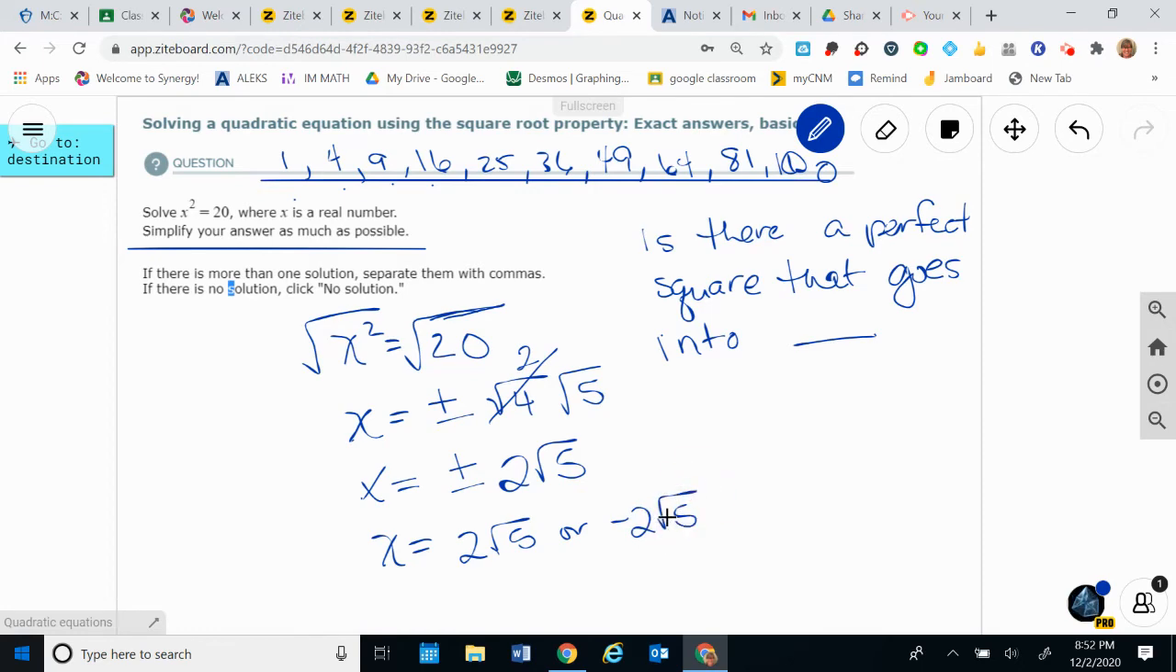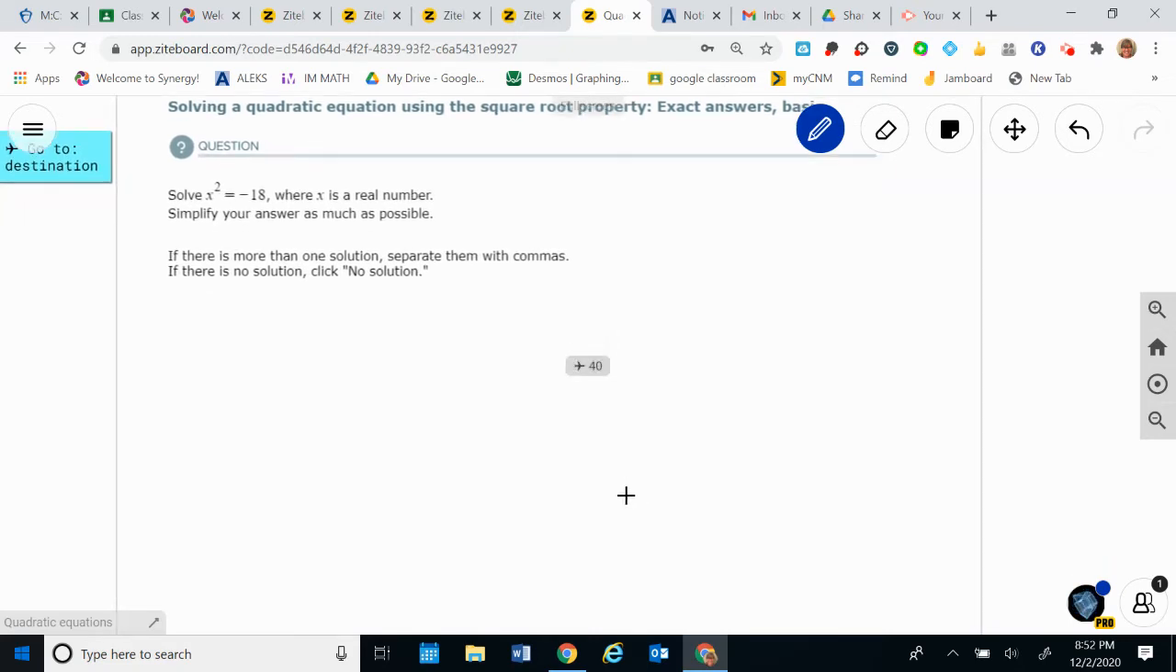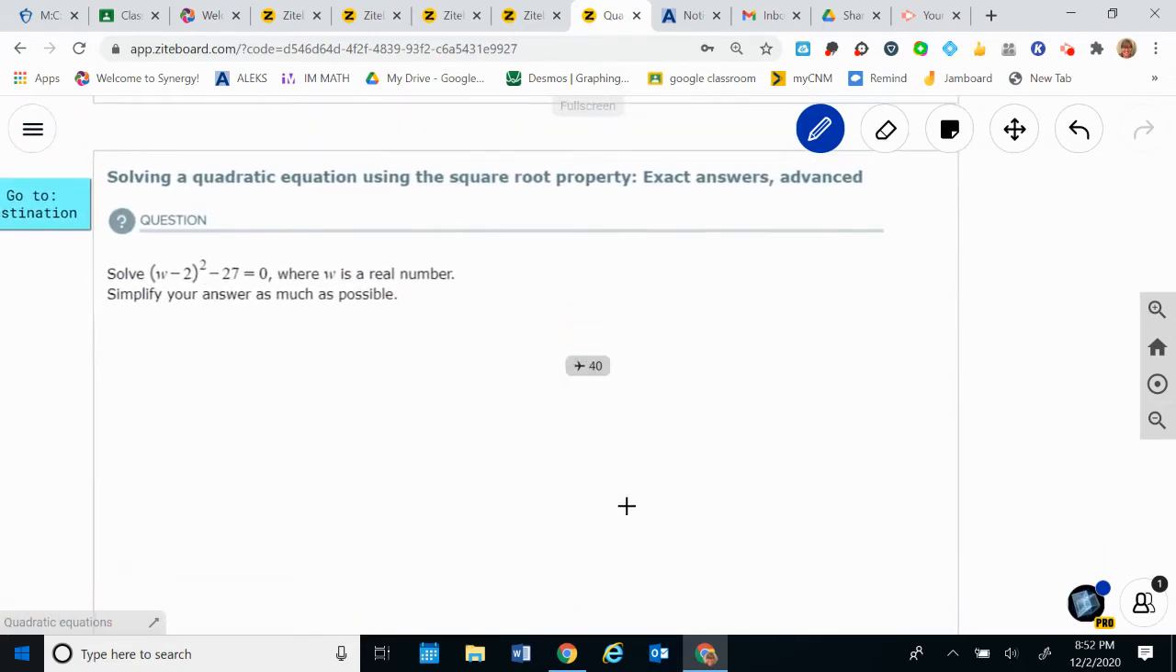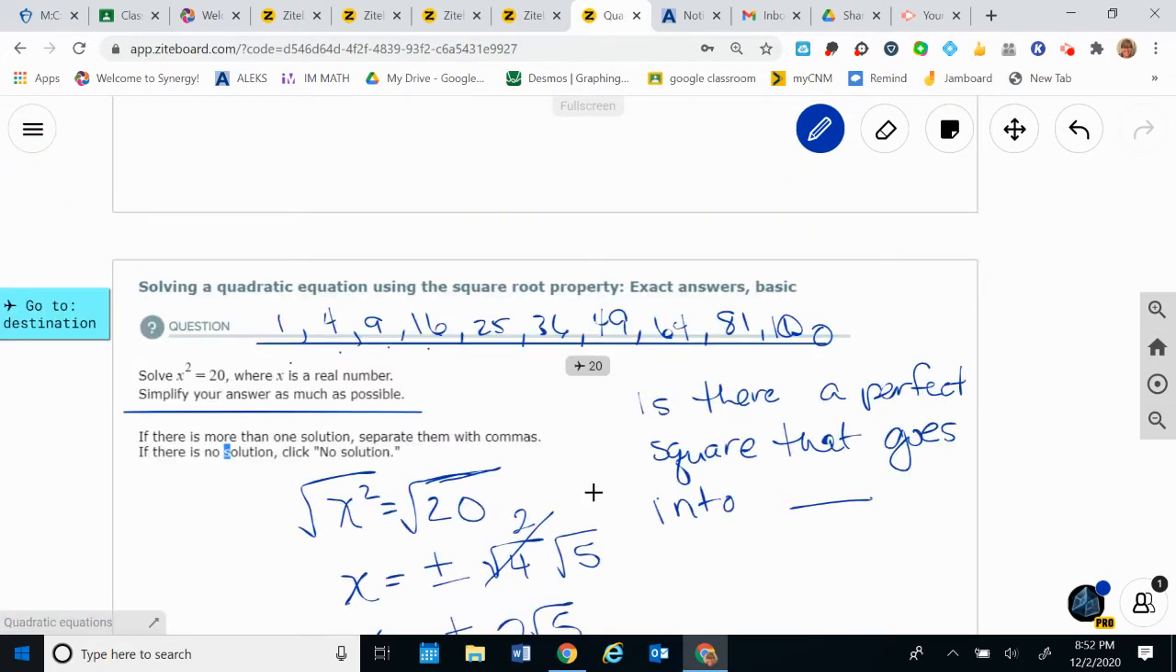Okay, let's try another one. I hope I have another one. Okay, let me just do another one. Let's say you have x squared.